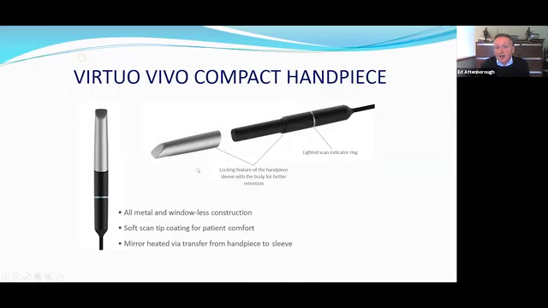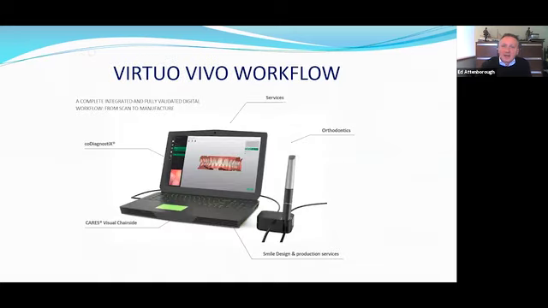Very nice hardware, and probably shows the future of the form of these devices. And we can see with the Virtuo Vivo, it integrates with the Dental Wings suite of software, which is chairside and lab, and includes image guided surgery. So you can do co-diagnostics, which is their image guided surgery module, which merges CBCT data, as we'll look at in a minute.